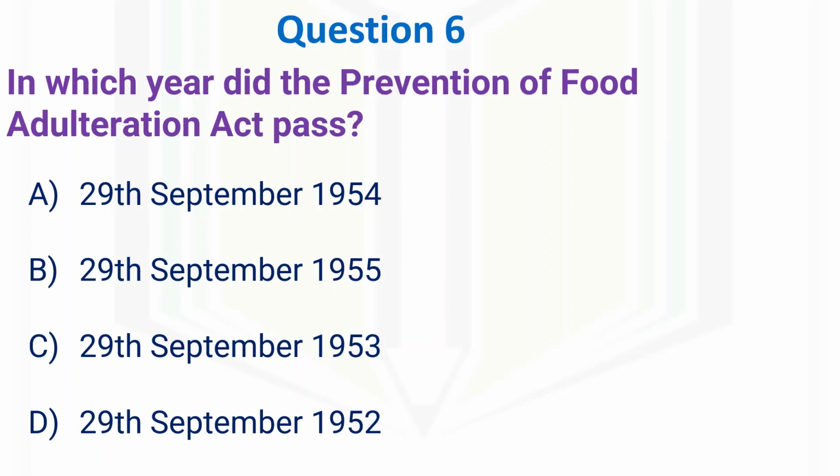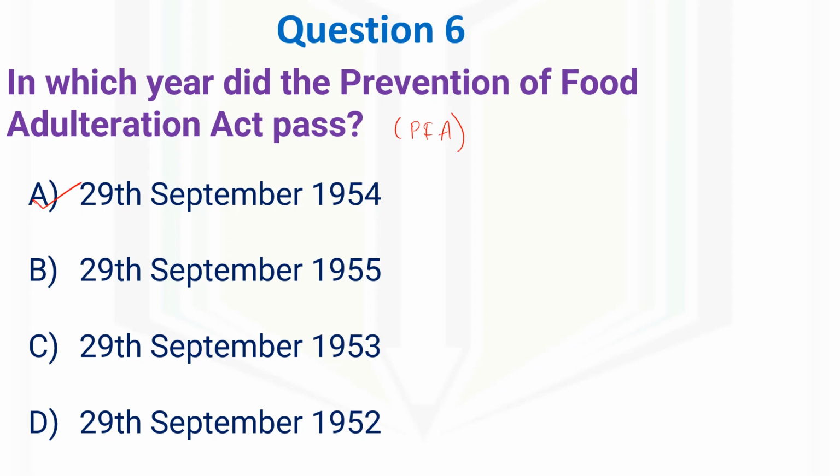Question number 6. In which year did the Prevention of Food Adulteration Act pass? This is also called the PFA Act, Prevention of Food Adulteration Act. Options are 29 September 1954, 1955, 1953, 1952. And the correct option is option number A, 29 September 1954. So what is the PFA Act?